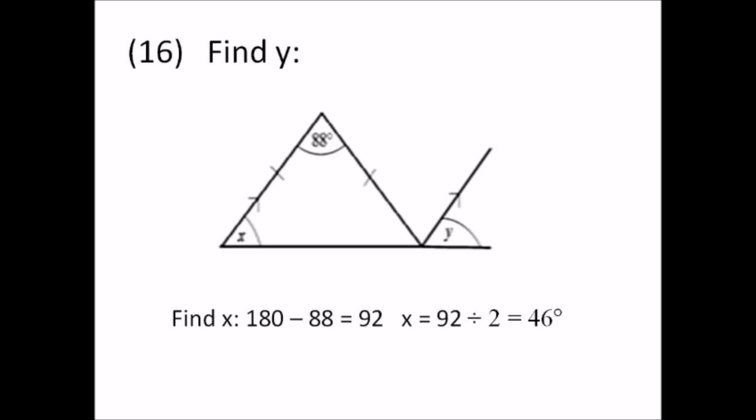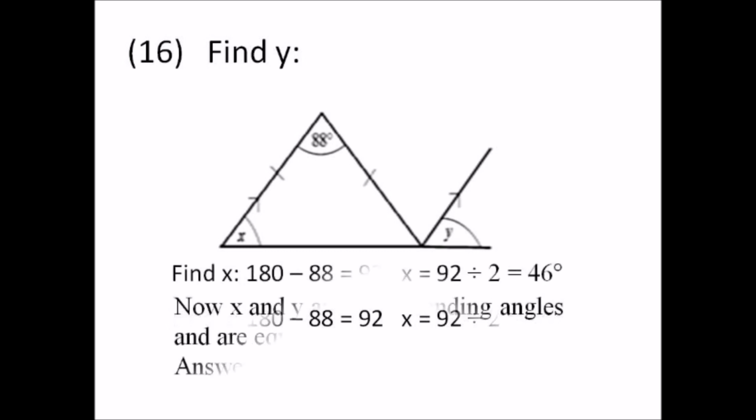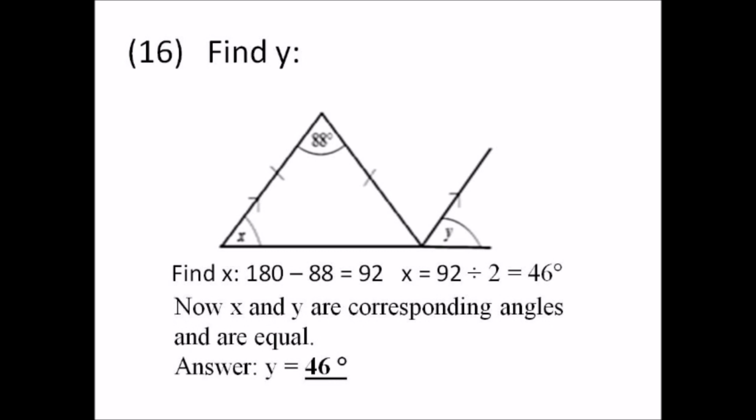The other thing you had to use is two parallel lines cut by a transversal. So some angles in there are equal. Now x and y are corresponding angles because of the parallel lines with the transversal. So y is equal to 46. If x is 46, y is 46. Straightforward. Easy one. Hope you got that. Geometry.